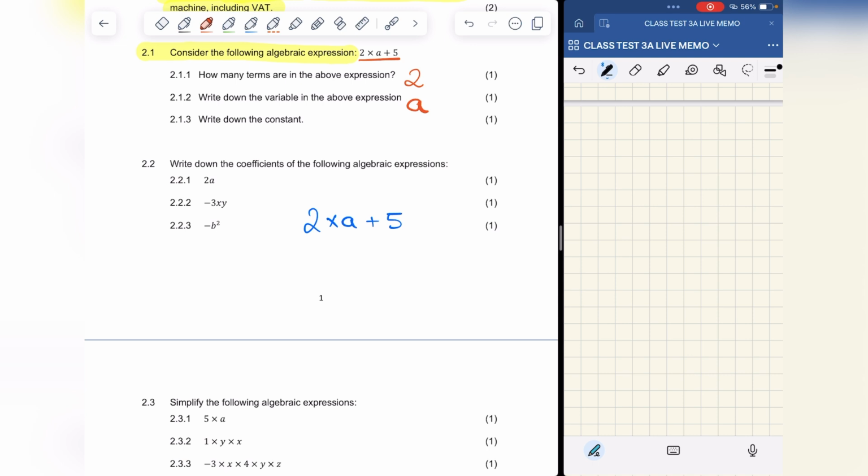2.1.3, write down the constant. Now, the constant, or a constant term in an expression, is the term that basically has no variables attached to it. So if you look at this term over here, this term obviously has a variable attached to it. It is not a constant because it can change according to this guy over here. So the second term of 5 is just a constant term of 5. There's no variables or letters attached to it. So this 5, or positive 5, is a constant. This term is not constant, so the constant term is 5.